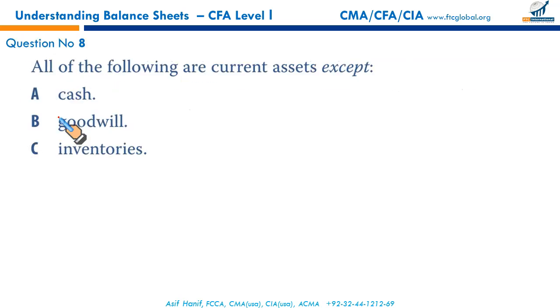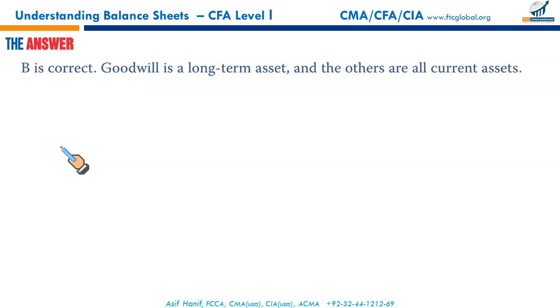Next, all of the following are current assets except which one? Cash is a current asset. Inventory is a current asset. Goodwill is not a current asset. It's an intangible, long-lived asset, and it arises only in the case of acquisition. Internally generated goodwill is not reported.